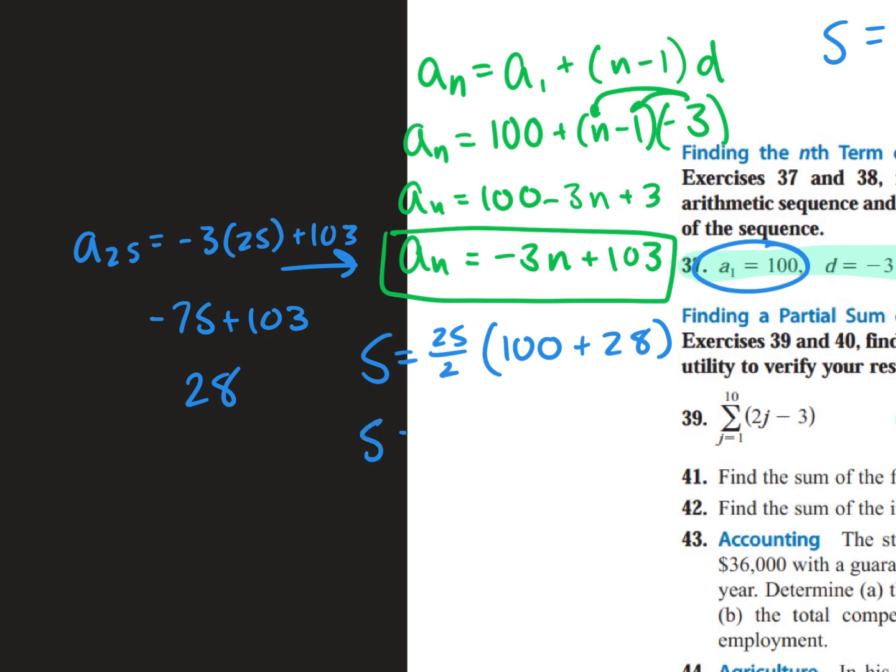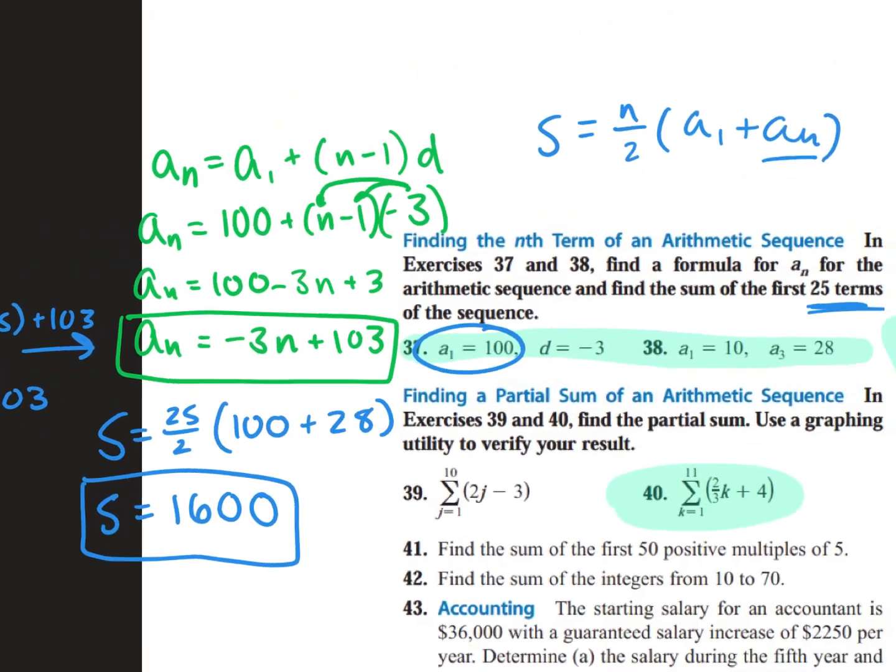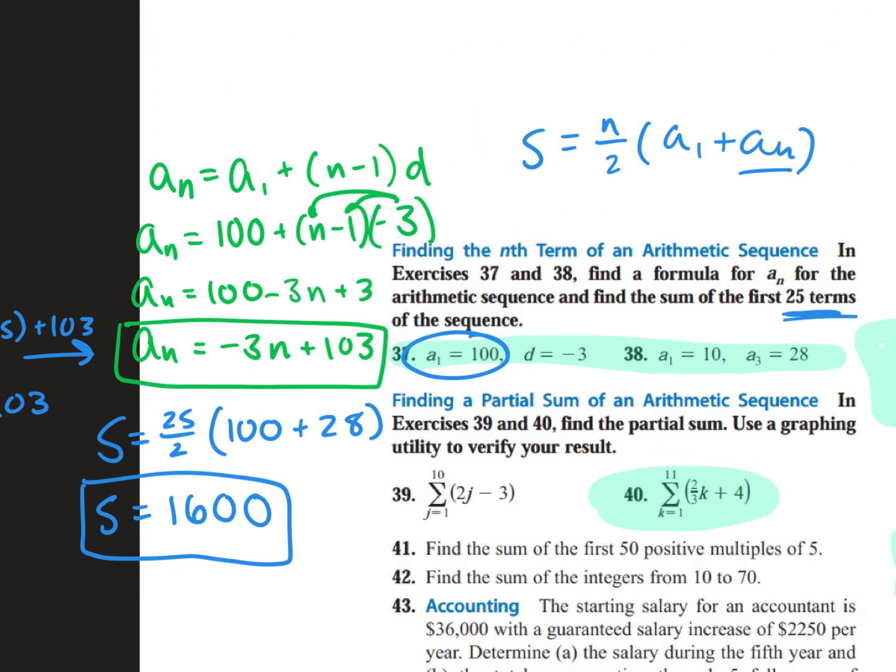So then to find our sum, 100 plus 28 times 25 divided by 2. So 1600. So two formulas that you need to add to your list of what you need to memorize for the test would be your general form for arithmetic and your sum for arithmetic.